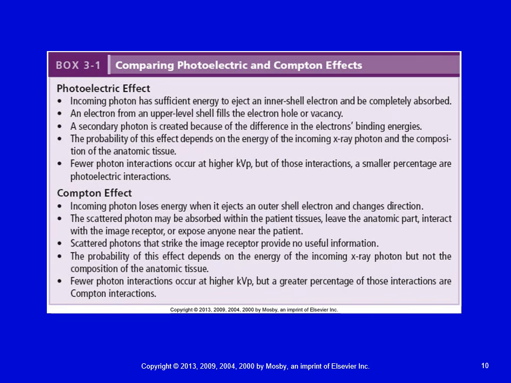Photoelectric interactions happen a lot more with lower KVPs, meaning the X-ray photons aren't strong enough to penetrate and get out, and also with tissues that have a higher atomic number. So of all the tissues that we've talked about that you'll be interacting with: bone, soft tissue, muscle, air-filled organs, of all of those tissues, bone has a higher atomic number, so bones are more likely to create or increase the photoelectric effect.